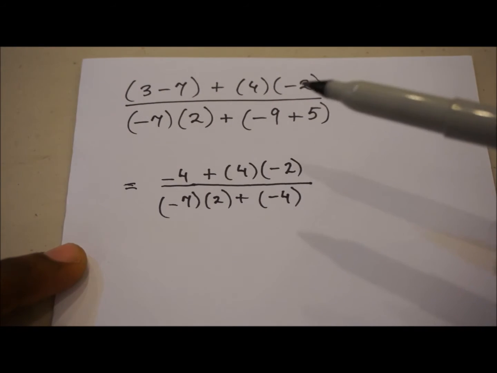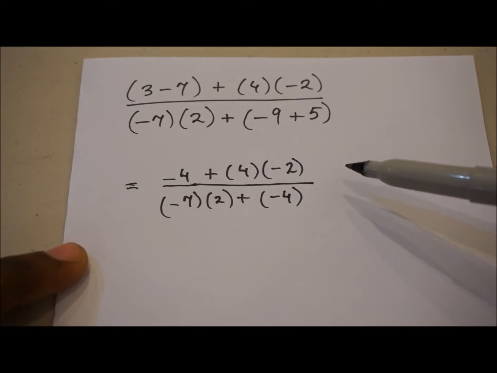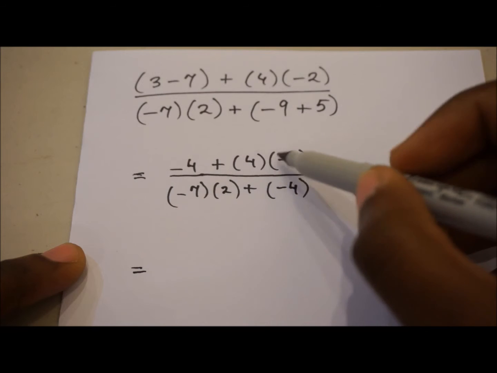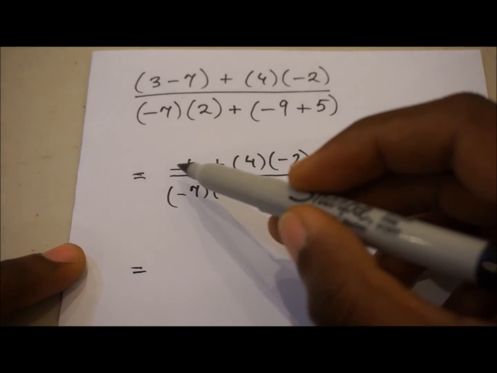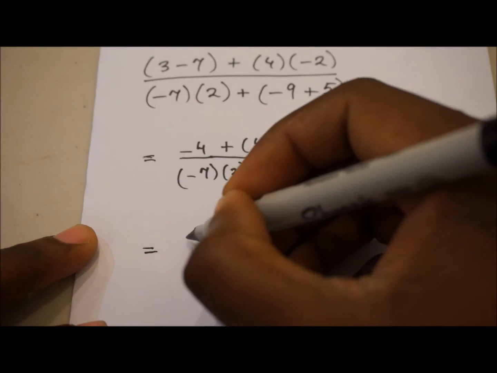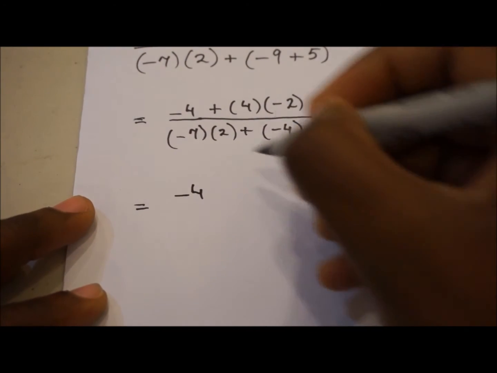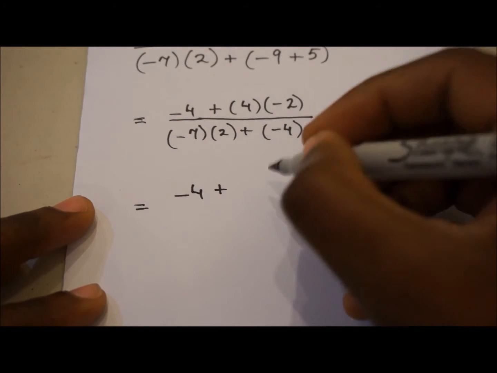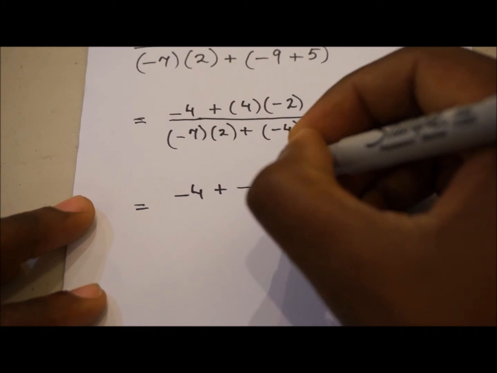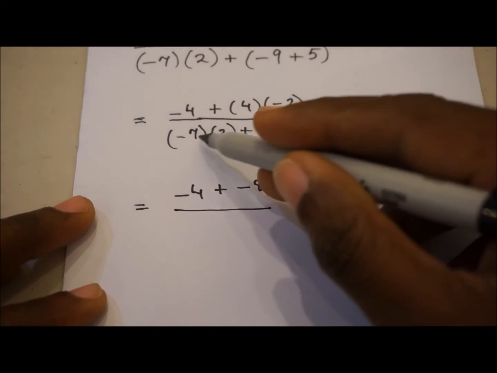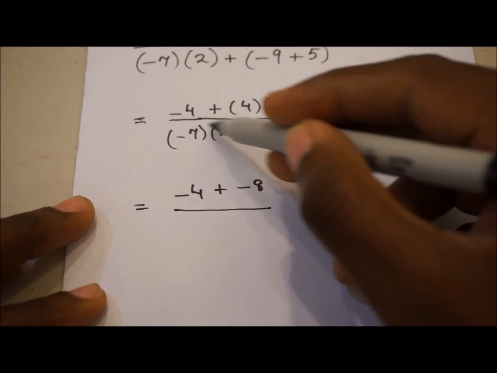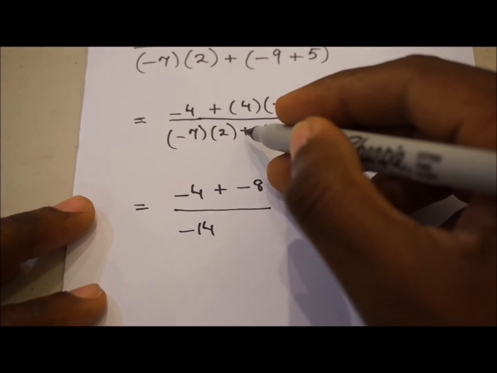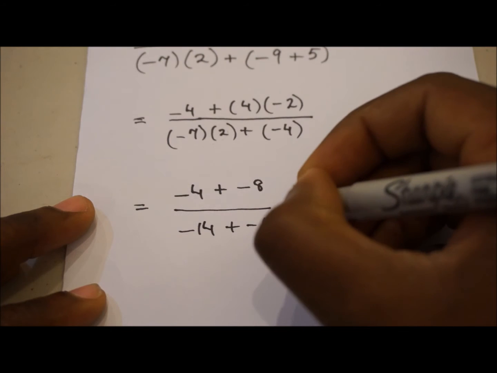In my new problem, I do the same approach. I'm going to work with my numerator, work with my denominator. If I'm working with my numerator, this is a multiplication here, so I must multiply before I decide to add or subtract. So I rewrite negative 4, plus, and I multiply. When I multiply this, I get negative 8 over. Same thing again, do my multiplication right here. When I do my multiplication here, I will end up with negative 14 plus negative 4.